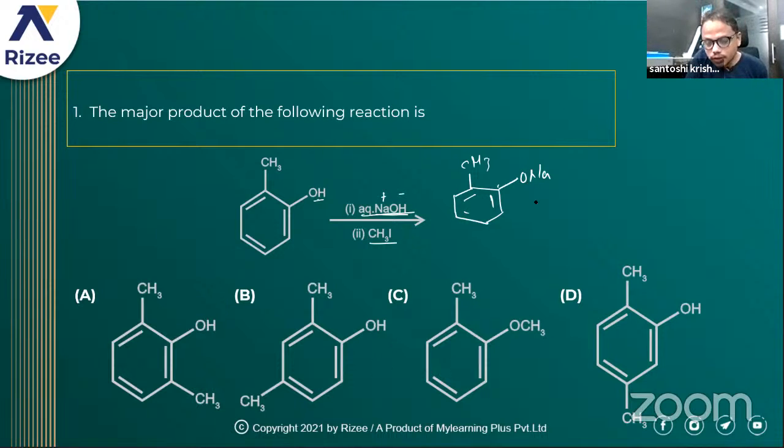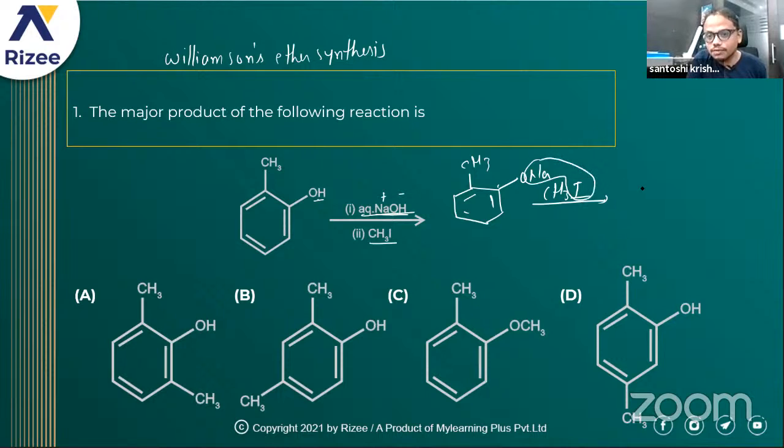So now this one reacts with methyl iodide. So we know Williamson's ether synthesis. What is Williamson's ether synthesis? In that, sodium alkoxide ion, like sodium methoxide, will react with the alkyl halide to form our ether. So here also, NaI will leave out, and ortho-methyl anisole formation will be there. So our answer is option C, ortho-methyl anisole.